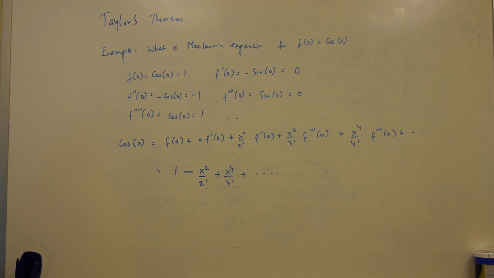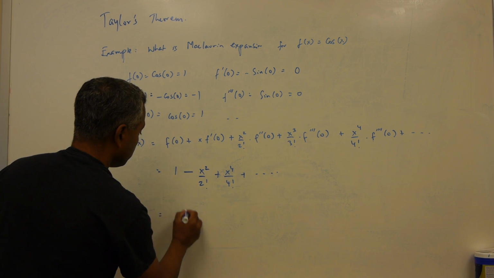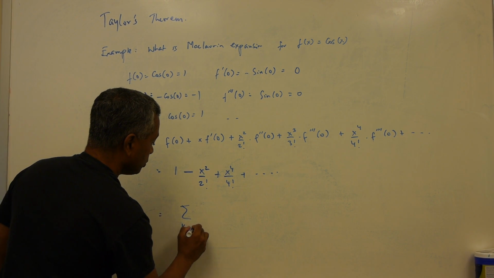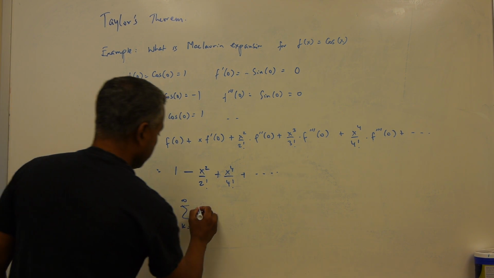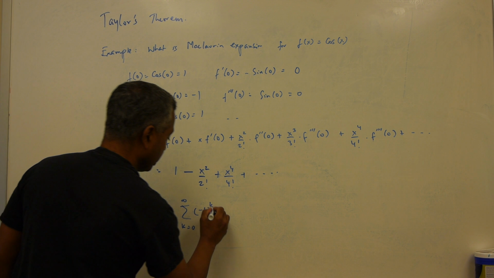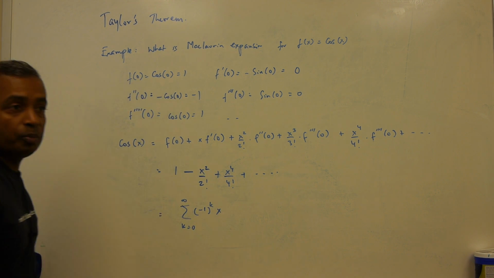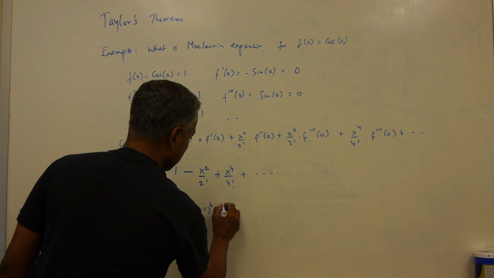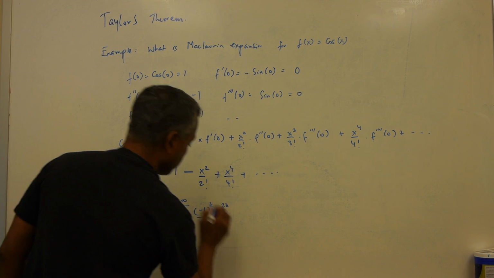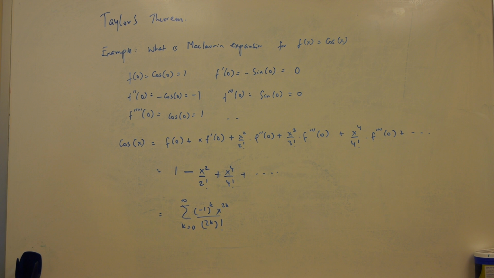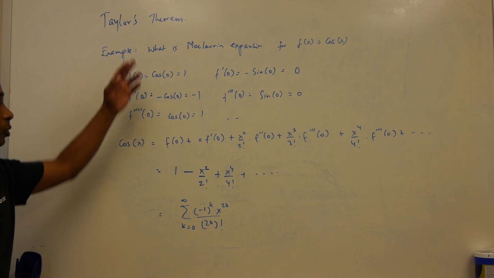You can write this in summation form as simply the summation k equals 0 to infinity of minus 1 to the power of k, x to the power of 2k, divided by 2k factorial. So that's a simple Maclaurin series expansion of cosine x.